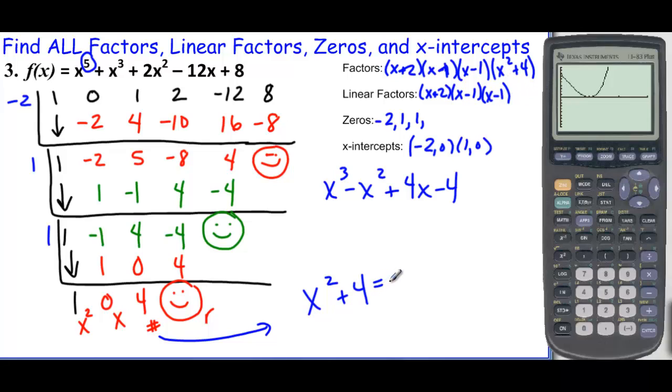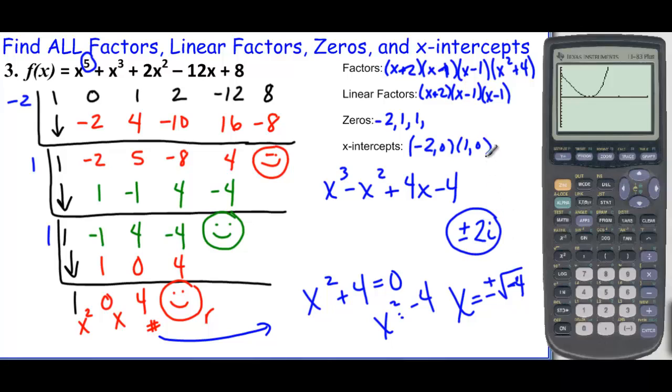So what do we get when we actually set this equal to 0 and solve? Well, I'm going to get x squared equals negative 4. And when I take the square root of both sides, I get x equals plus or minus the square root of negative 4. Hopefully you remember what this is. When you take the square root of a negative, that means it's an imaginary answer. And the square root of positive 4 is 2. So this is actually plus or minus 2i. You cannot write this as an x-intercept because we don't have imaginary x-intercepts. So I'm going to put plus or minus 2i right there.